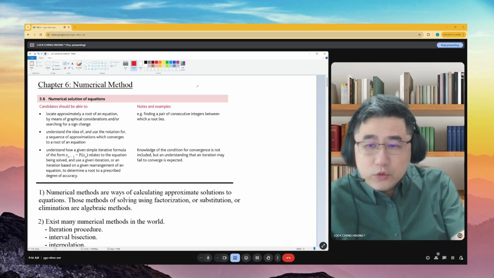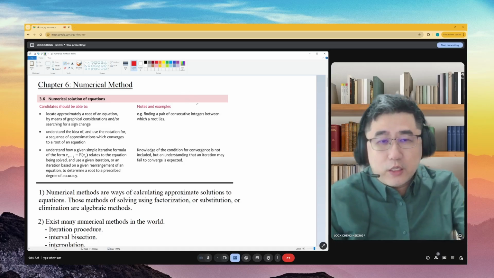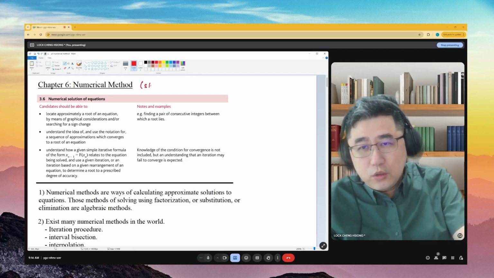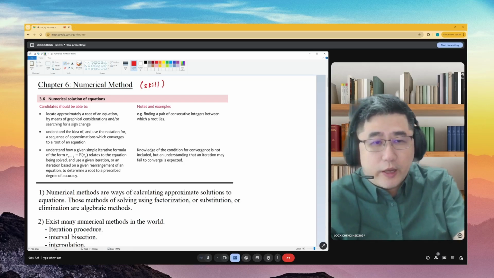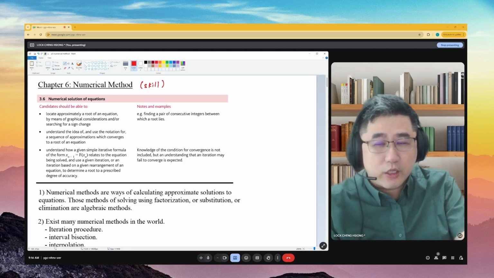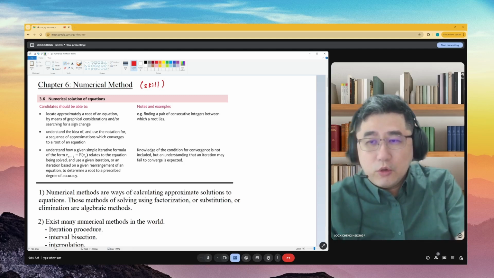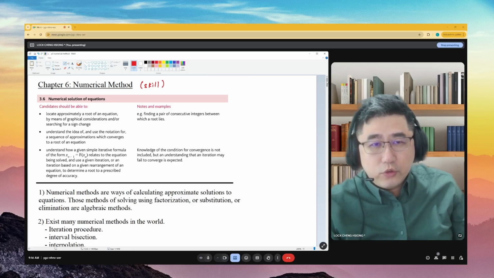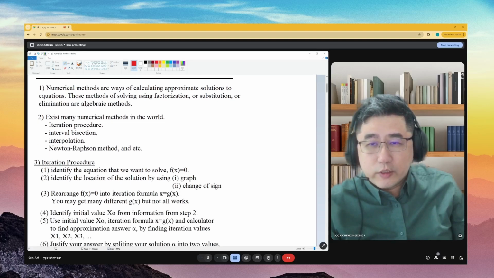Numerical methods is actually considered a skill that applies in the real world, and it can appear in any topic, regardless of whether you have a polynomial, quadratic, exponential, log, trigo, or whatsoever. Any of these can be involved with numerical methods. So first of all, you need to understand what exactly numerical methods is.